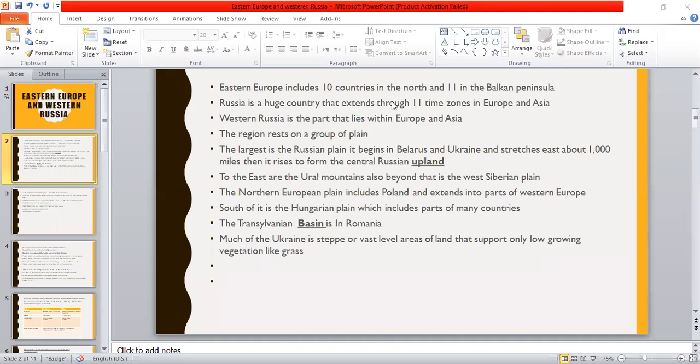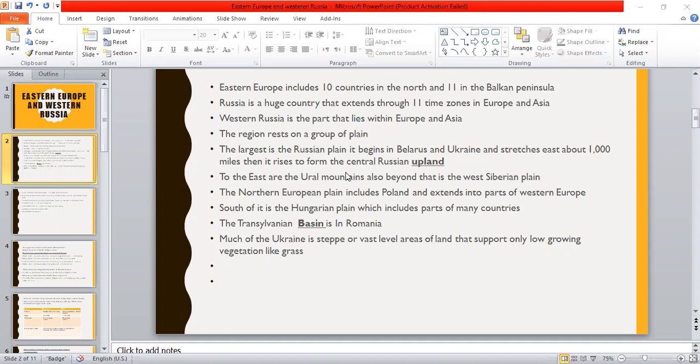As you know, Western Europe and Eastern Russia rest mostly on a group of plains. So this is the physical nature of these countries. They are resting on a group of plains. The largest one is the Russian Plain, which begins in Belarus and Ukraine and stretches east about 1,000 miles. Then it rises to form the Central Russian Upland.